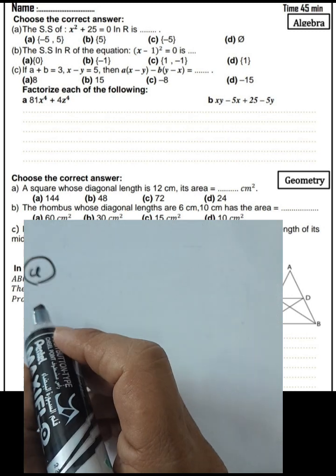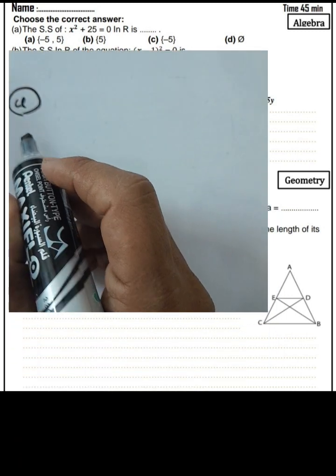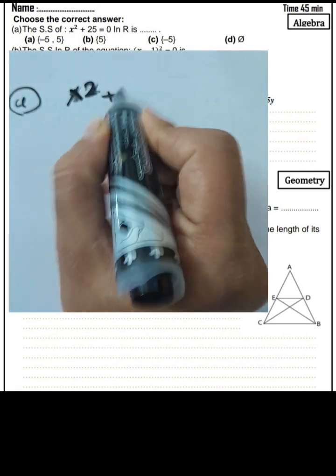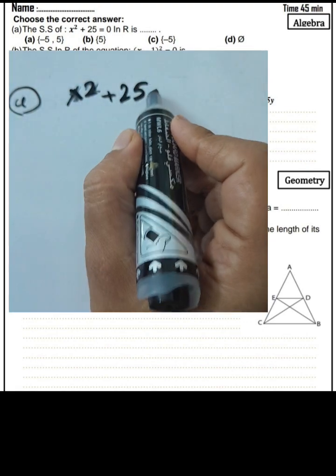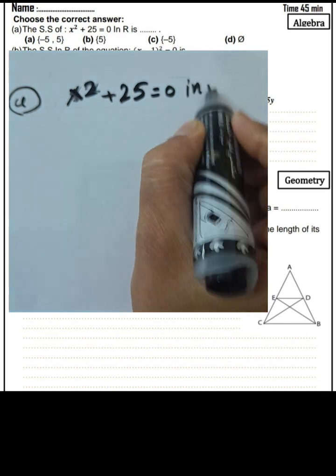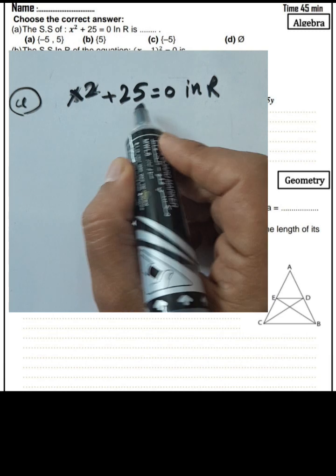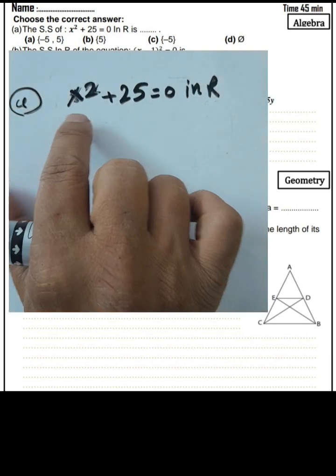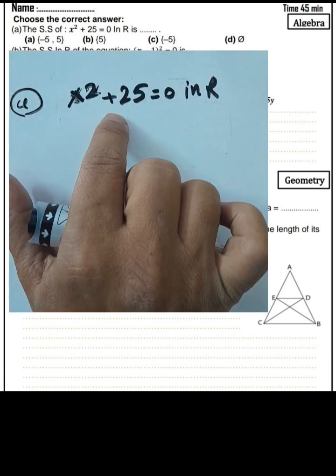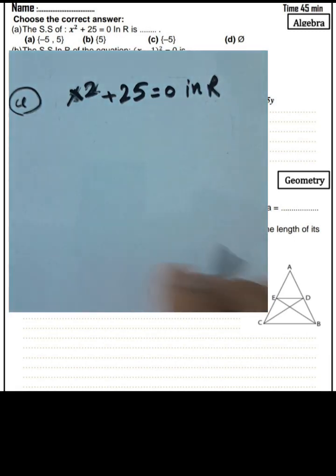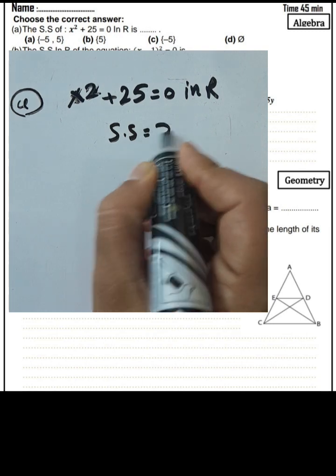Choose the correct answer. The solution set of the equation x power 2 plus 25 equals 0 in R will be the null set, because we can't factorize this. We have a number to the power 2, and adding 25 to the result will never be 0. It's impossible. Then the solution set here will be the null set.